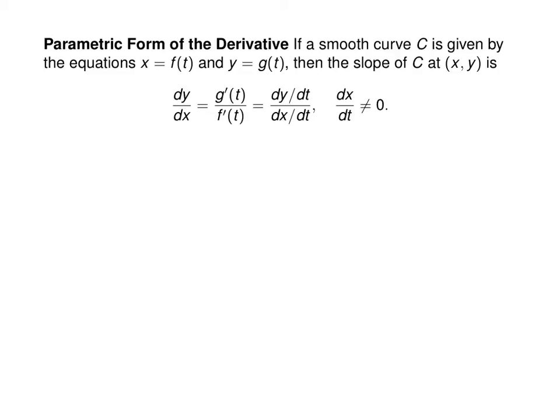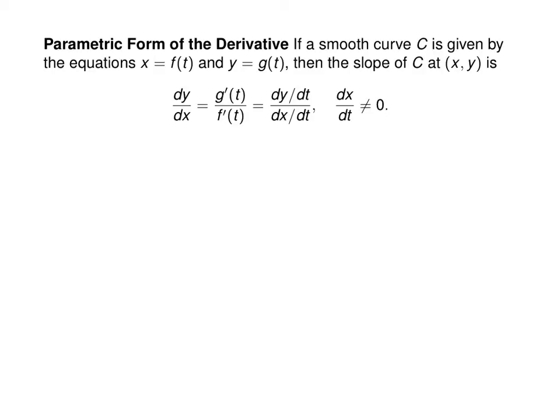If you have a smooth curve C, and it's given by the equations x equals f of t and y equals g of t, then the slope of this curve C at (x, y) is given by g prime over f prime, or dy/dt over dx/dt.